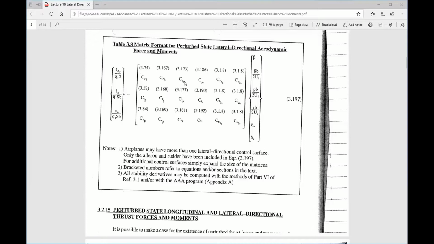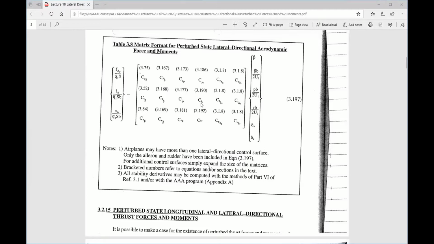Roll rate is a dynamic derivative, just like the pitching rate. It damps the motion. And the yaw rate damps the motion, except in longitudinal, the pitch rate was pretty straightforward. It was the horizontal tail and that was it. In this, there's coupling between roll and yaw rate, roll rate and yawing moment. And there's a coupling between yawing moment and rolling moment.